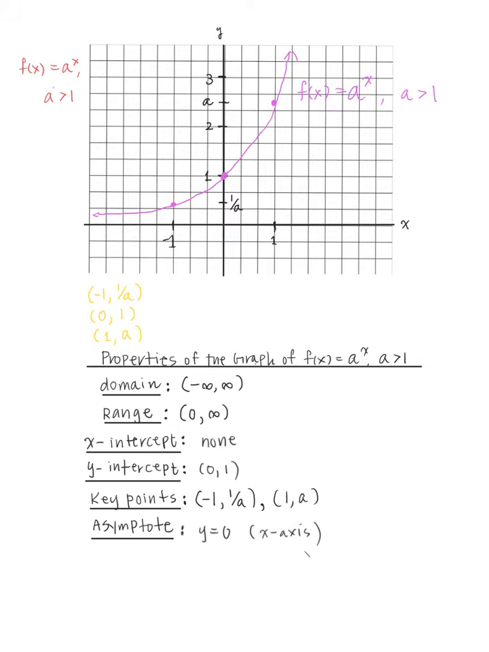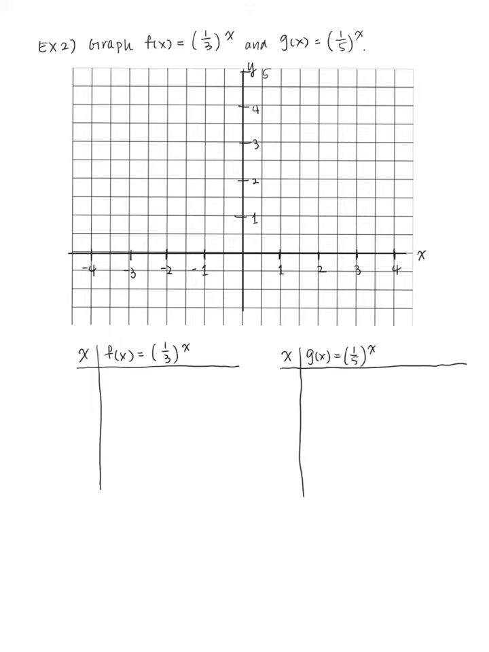So these are the properties of the graph of the exponential function when the base is greater than 1. Now let's talk about what's going to happen if the base is less than 1. As an example 2, let's graph f of x equals 1/3 to the x, and g of x equals 1/5 to the x. We're going to do the same thing as what we did in example 1.